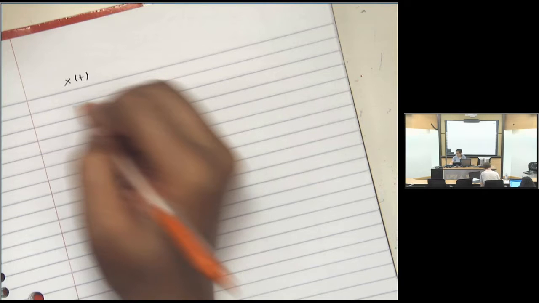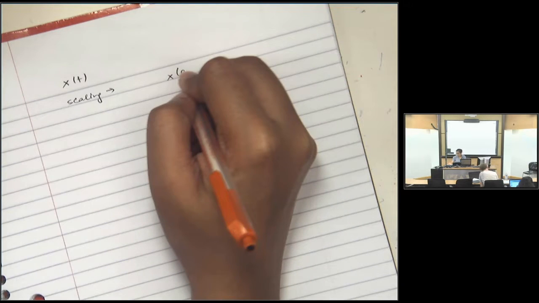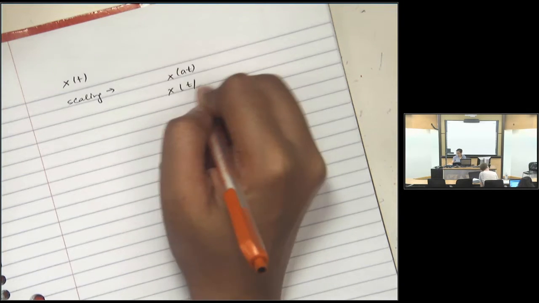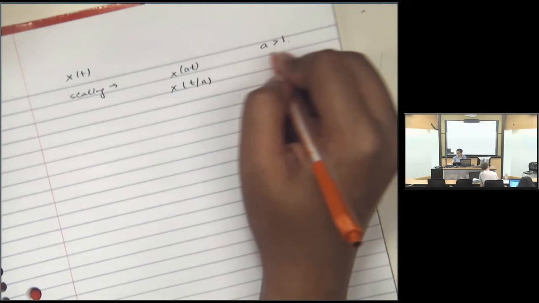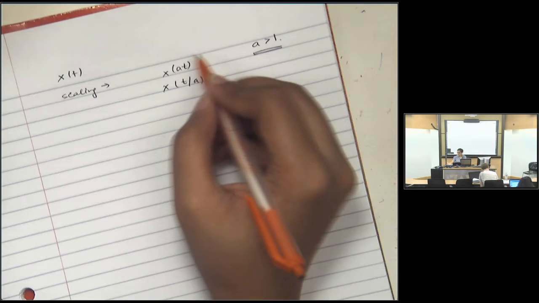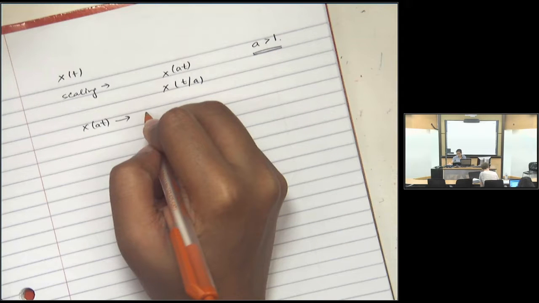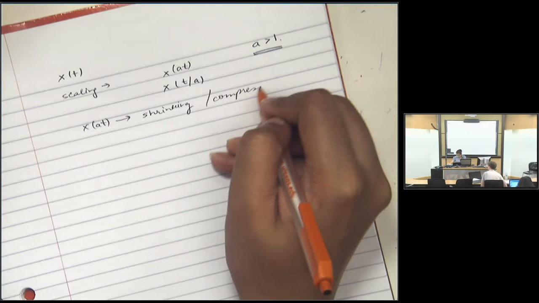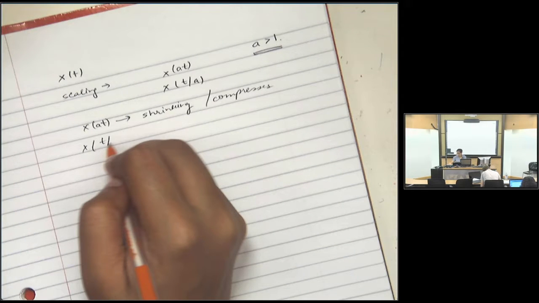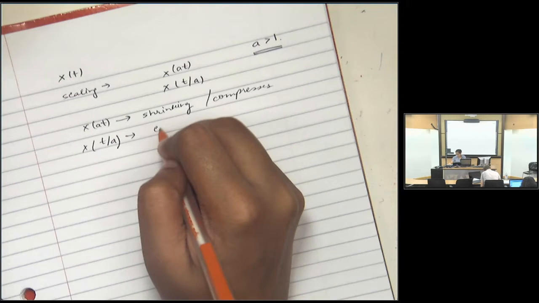So let's say x(t) is some function. So scaling can be two ways. Either it can be x(at) or x(t/a). Here let's say a is greater than 1. So when it's x(at), you are shrinking your function. It shrinks or compresses. And when it's x(t/a), then you are expanding your function.